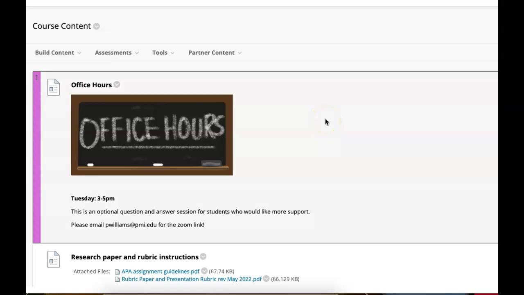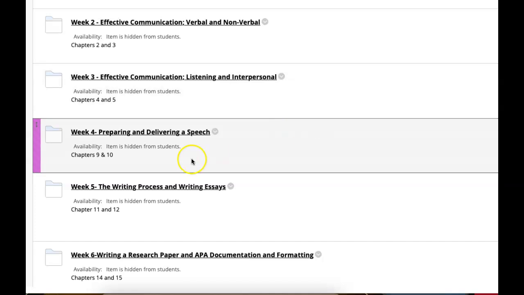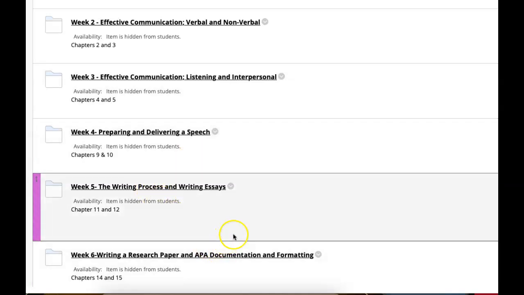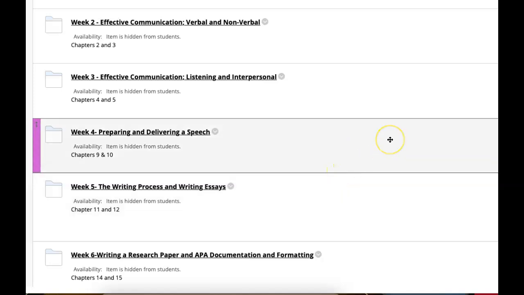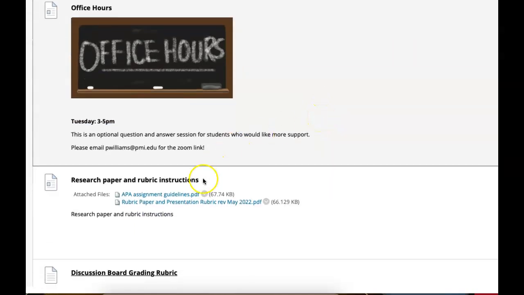These are not open to you now, and they won't be, but I'll show you. In week 5 and week 6, we actually talk about the writing process, and that's when we have a big paper overview. So that'll be really helpful for you in the near future. But in the meantime, let's look at the rubric and the guidelines.